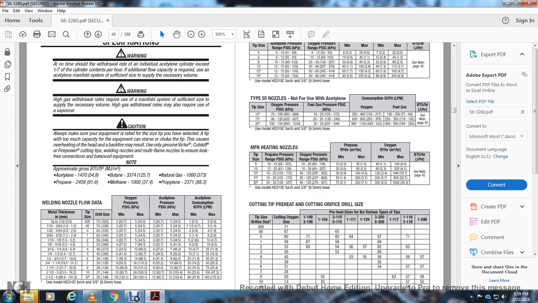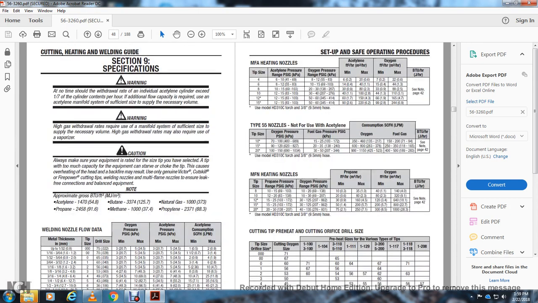Welding flow data: metal thickness, tip size, drill size, oxygen pressure minimum and maximum, acetylene pressure, acetylene consumption in LPM, minimum and maximum. Alright, MFA heating nozzles: tip sizes, acetylene pressure range PSI gauge, oxygen pressure range PSI gauge, acetylene cubic feet minimum and maximum, oxygen cubic feet minimum and maximum, BTU per hour. Type 55 nozzles not for use with acetylene. Type, tip size, oxygen pressure PSI gauge, fuel pressure PSI gauge, consumption SCFH, oxygen, fuel gas, BTU per hour or joules per hour.